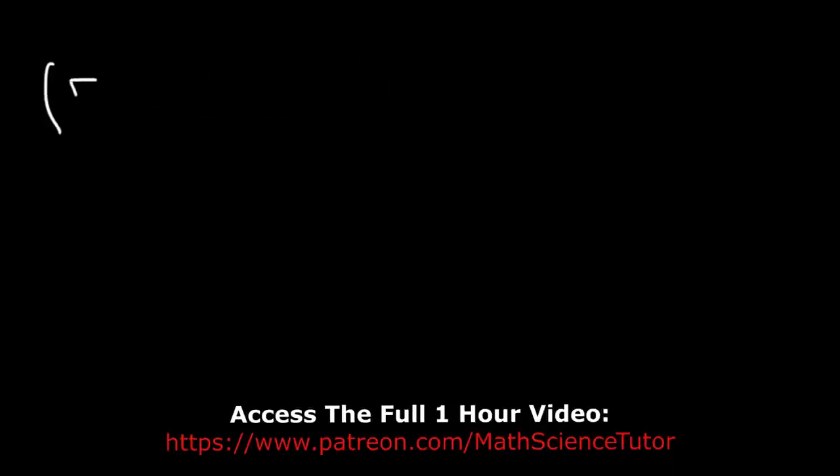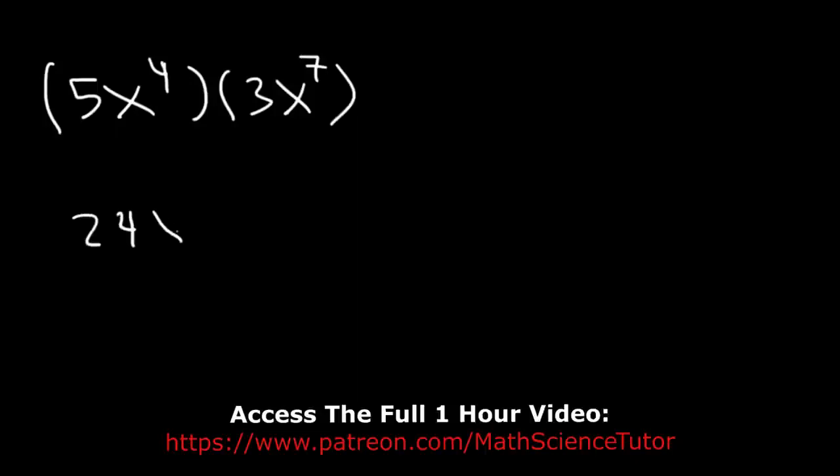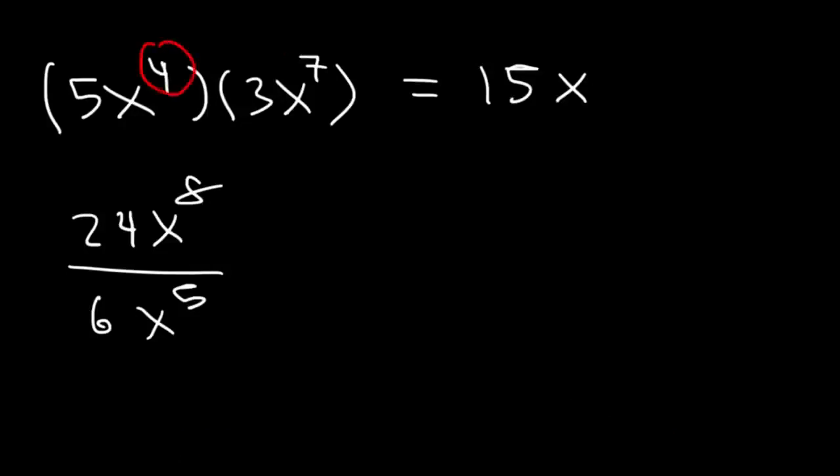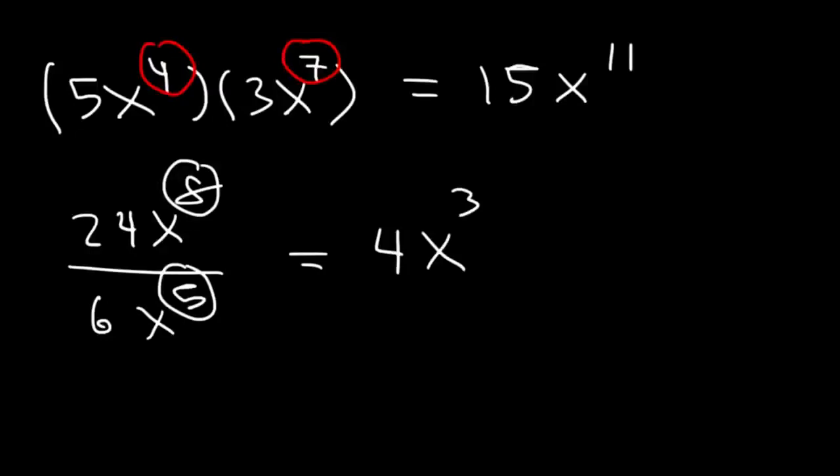So go ahead and work on these examples. 5x to the 4th times 3x to the 7th, and 24x to the 8 divided by 6x to the 5th. So 5 times 3 is 15, and x to the 4th times x to the 7th, we need to add 4 plus 7, so that's 11. Here we need to divide. 24 divided by 6 is 4. And x to the 8 divided by x to the 5th, we got to subtract 8 minus 5, so it's 3. So you get 4x cubed.